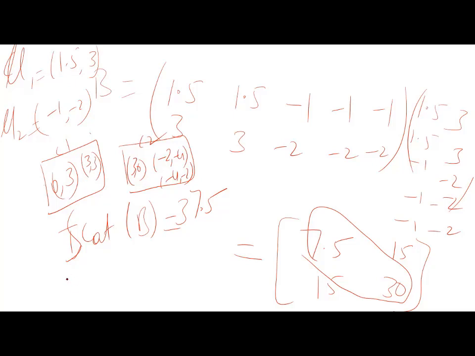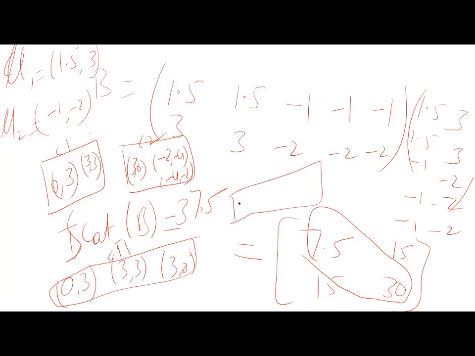three points as first cluster, 0, 3, 3, 3, and 3, 0. This is first cluster, cluster 1. And second cluster is minus 2, minus 4, and minus 4, minus 2. If this is taken into consideration, this is cluster 1, this is cluster 2. What is mu? 0 plus 3 plus 3, that is 6 by 3, so it gives you 2, and then 3 plus 3 plus 0, again 2. So the mean is 2 comma 2 for this.